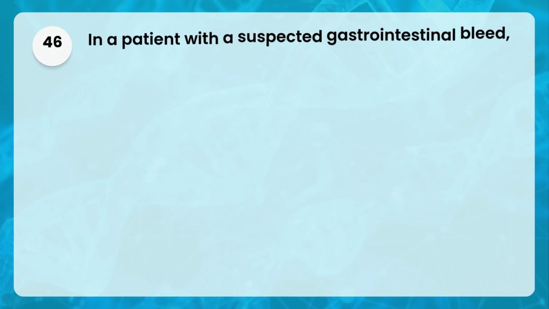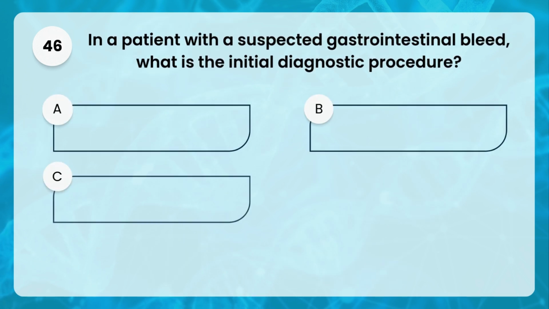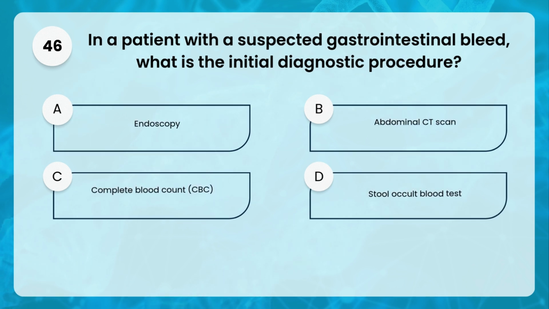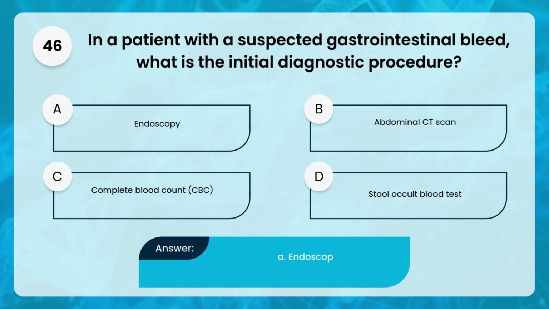Number 46. In a patient with suspected gastrointestinal bleed, what is the initial diagnostic procedure? A, endoscopy, B, abdominal CT scan, C, complete blood count, CBC, or D, stool occult blood test? The answer is A, endoscopy.